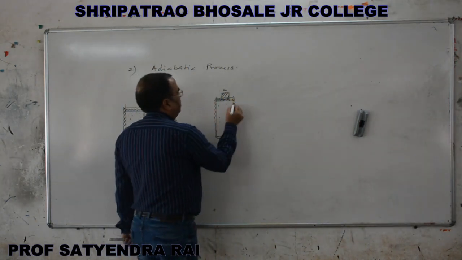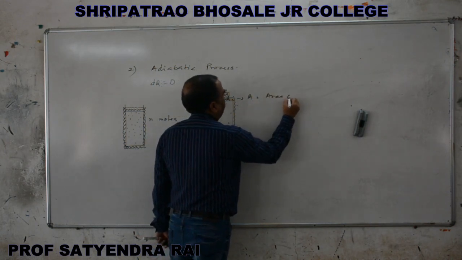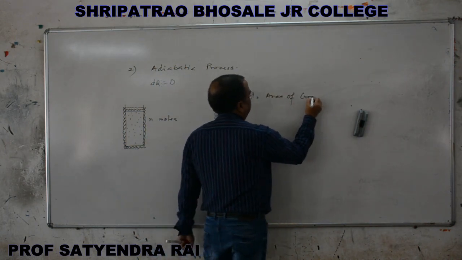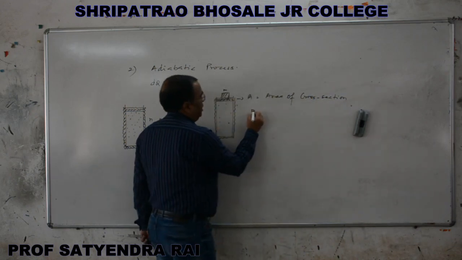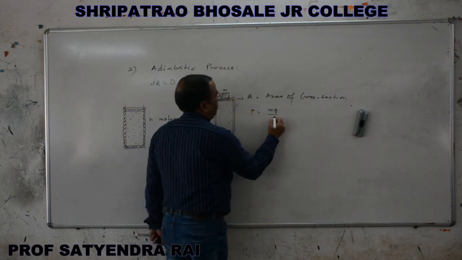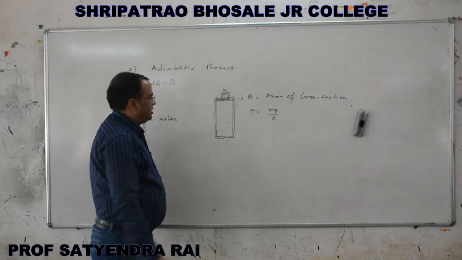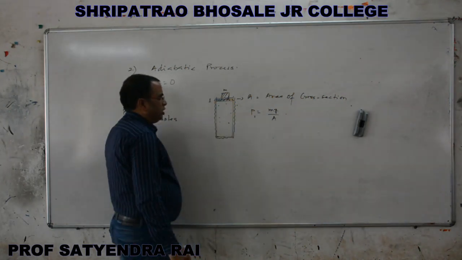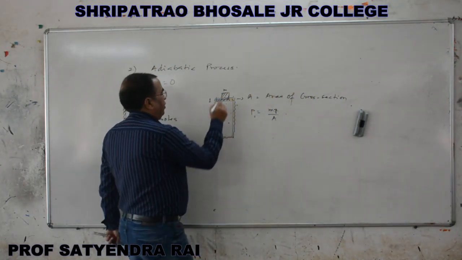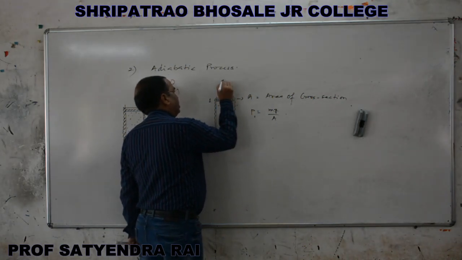That simply means pressure. Suppose as usually A is considered to be area of cross section of piston. We can say P is equal to mg upon A, force upon area of cross section. This is what pressure is over here. Initial pressure, we call it P1.